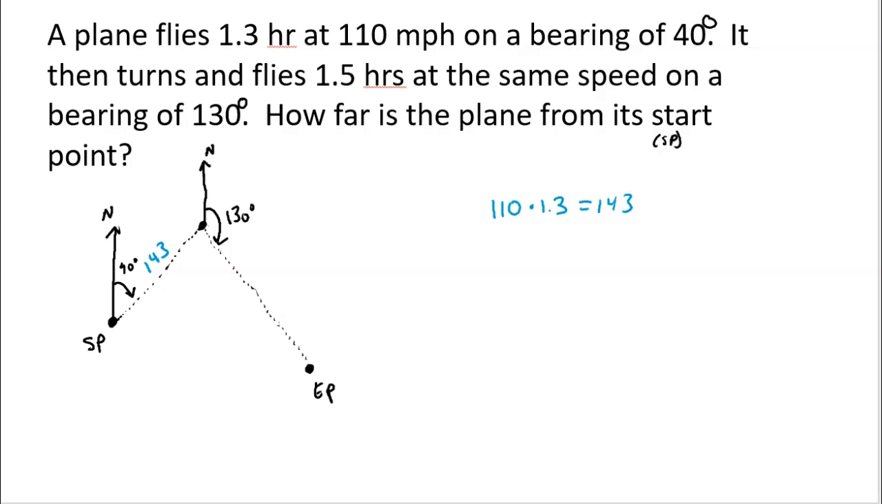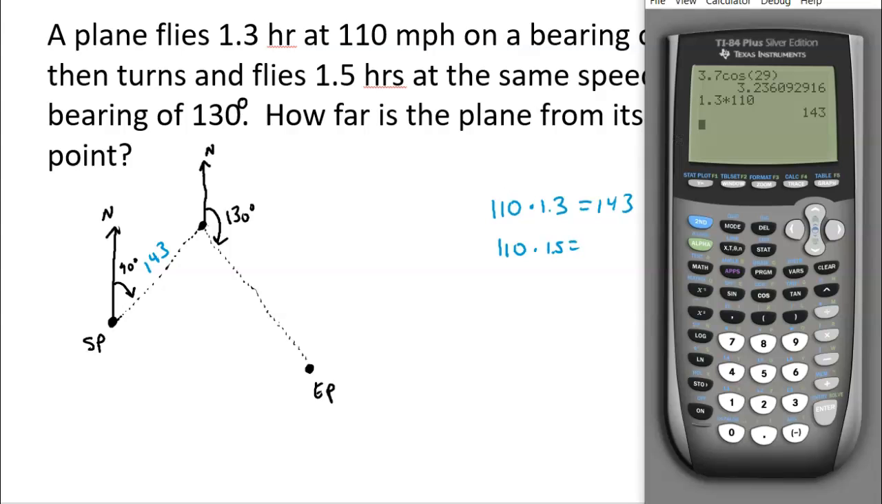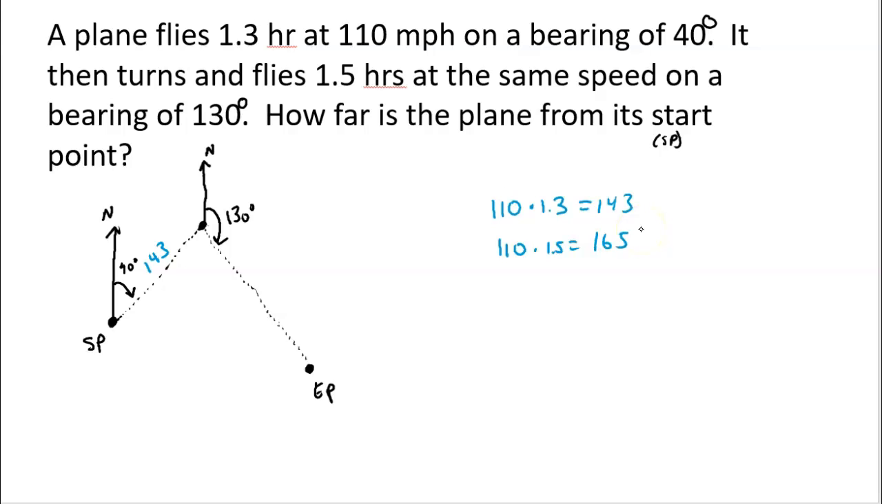This is where my plane is. So let's go ahead and figure that out. So again, it's still traveling 110 miles per hour. I'm going to multiply that by 1.5 hours. So we get about 165. Excellent. So 165. So how far is the plane from its start? Okay. So I want to figure what this is. So I'm going to put a little x here.